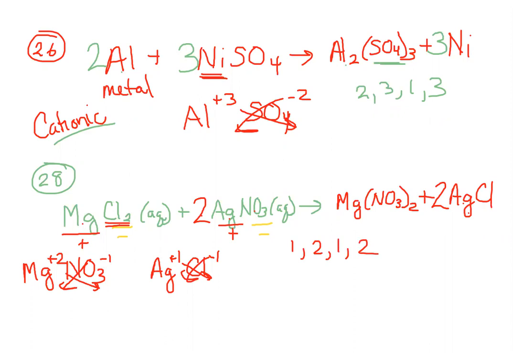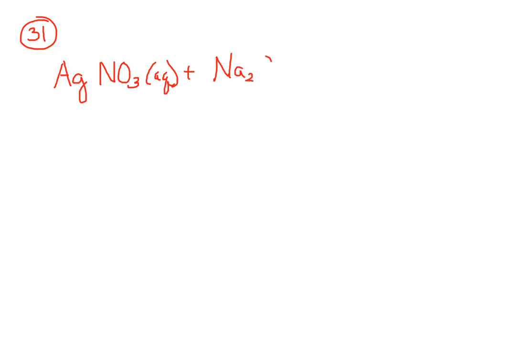Okay, that is number 28. Let's look at number 31. We're going to do another one of these. Number 31. Okay, another silver. We've got silver nitrate and sodium sulfide.